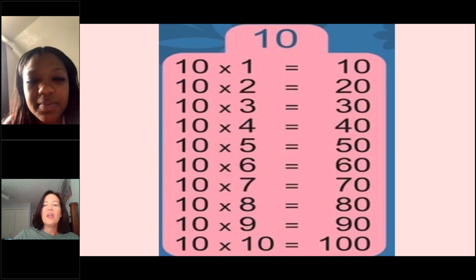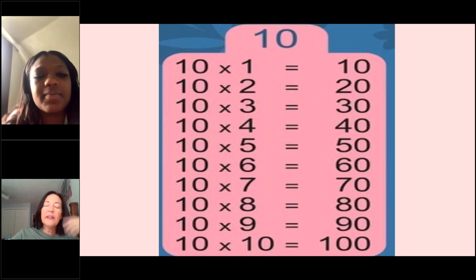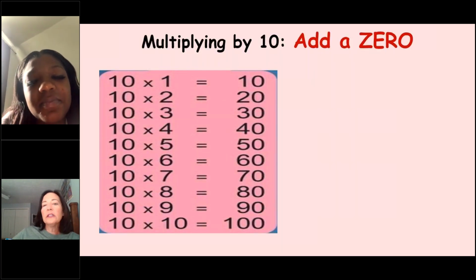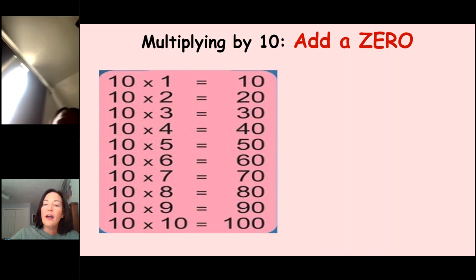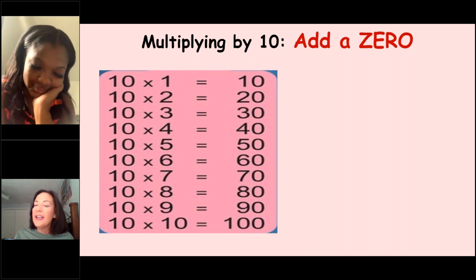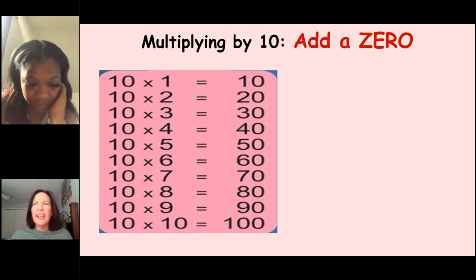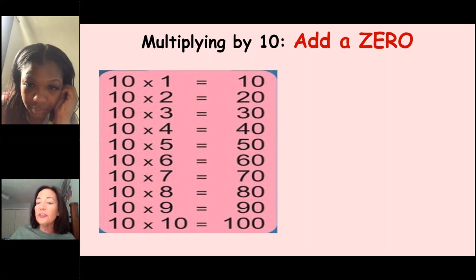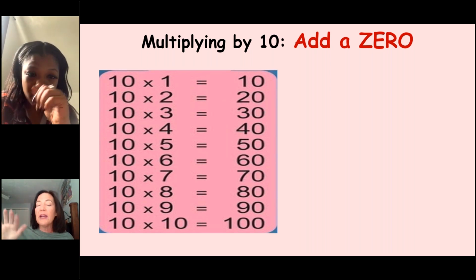Okay, so now the 10s. Many of my students come to me and the 10s are really, really easy because they've already learned that all we have to do is add a 0. Whatever number we're multiplying by, we add a 0. Or you can count by 10s. But I've had students in middle school and high school, and I've had adult students using that counting by 10s.